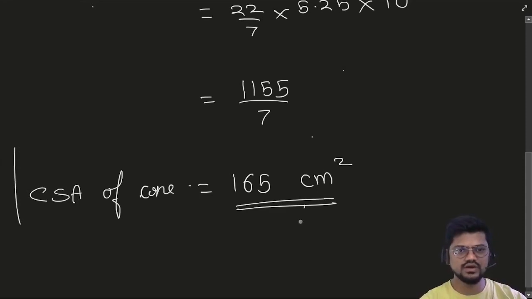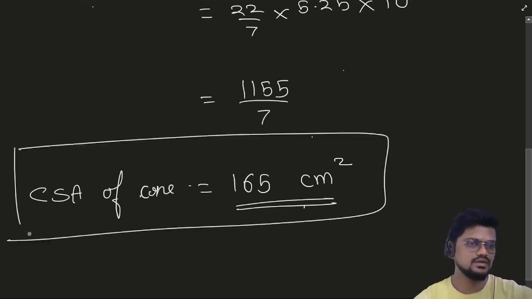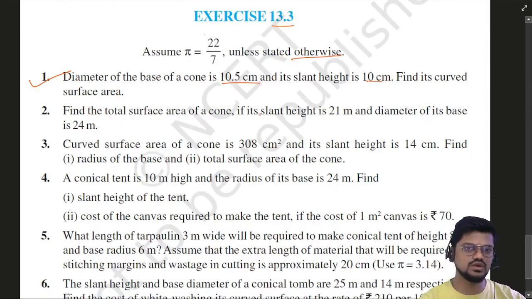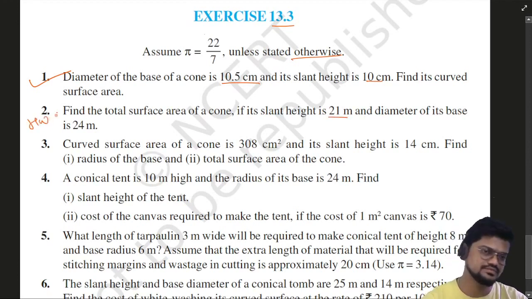Is this clear to everyone? Yeah, very easy. Okay. Now the next: find the total surface area of a cone if its slant height is this and the diameter of its base is this. I hope you can solve this in your homework. You just need to find the total surface area. You know the formula, you can do it.